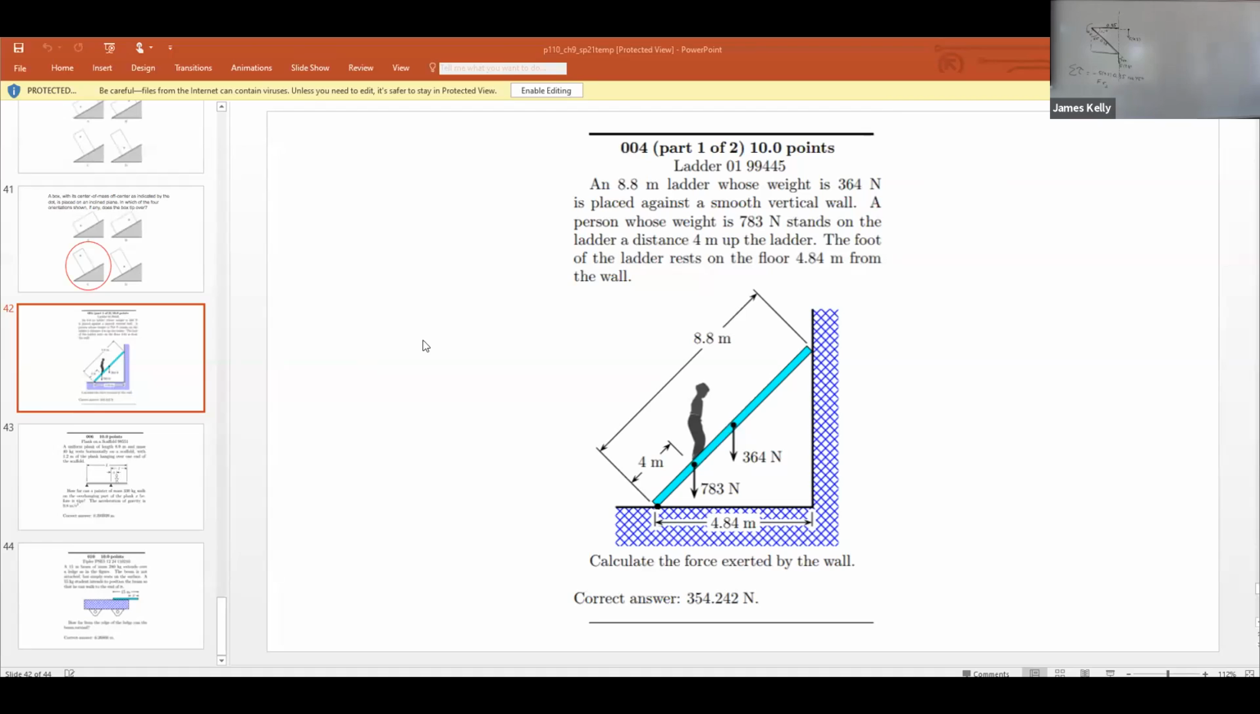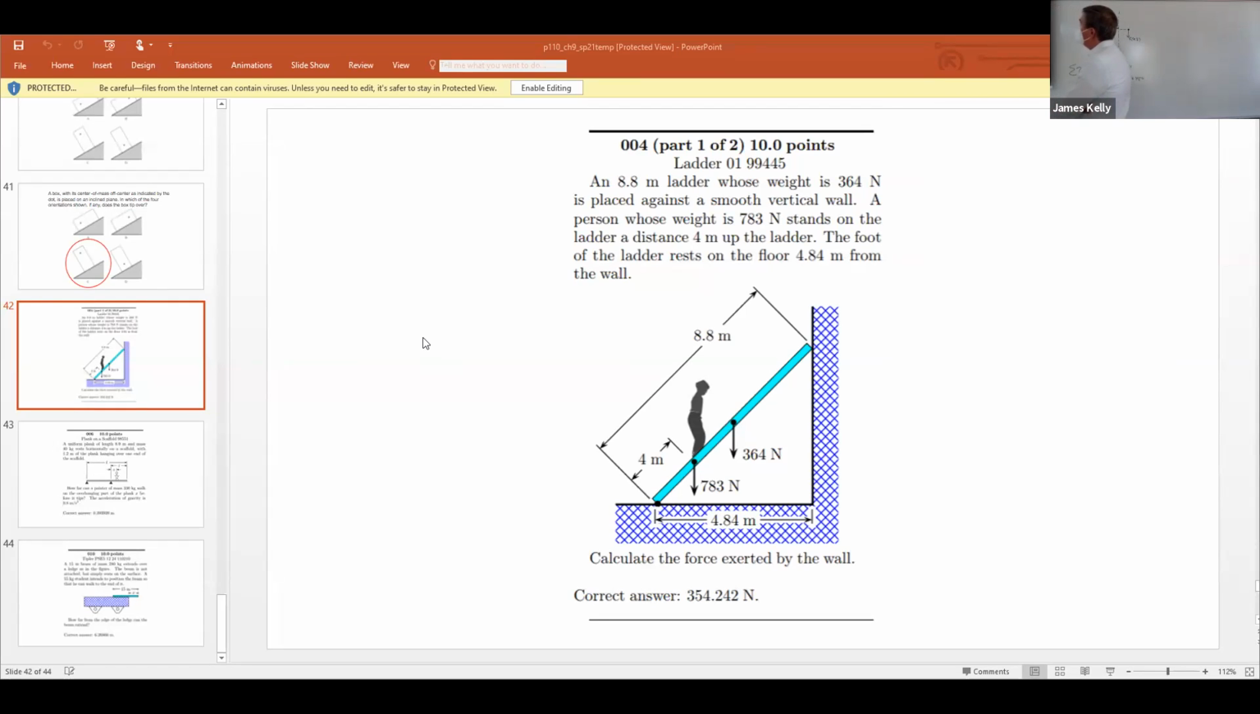Okay, here's a problem having to do with chapter 9. Something's in static equilibrium. Someone's got a ladder leaning between floor and wall. Your numbers, of course, will be different in yours, but this is just my version of the numbers. You're given the weight of the ladder, which is at the center, halfway along the ladder, 364 newtons, and the weight of the person, 783 newtons. And we're given various distances on there. And the question is, calculate the force exerted by the wall.